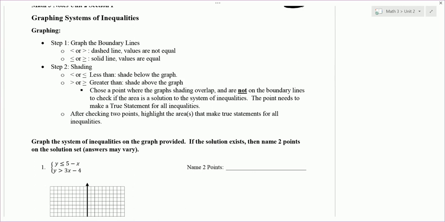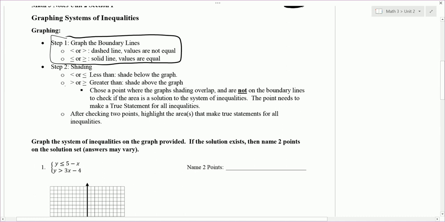First of all, sometimes, like in step 1 here, we'll be dashing the line if the values are not equal, if you just have a less than or a greater than sign. Other times we'll use a solid line if we have that equal sign along with the less than or the greater than. So we'll be asking the question, should it be dashed or not?